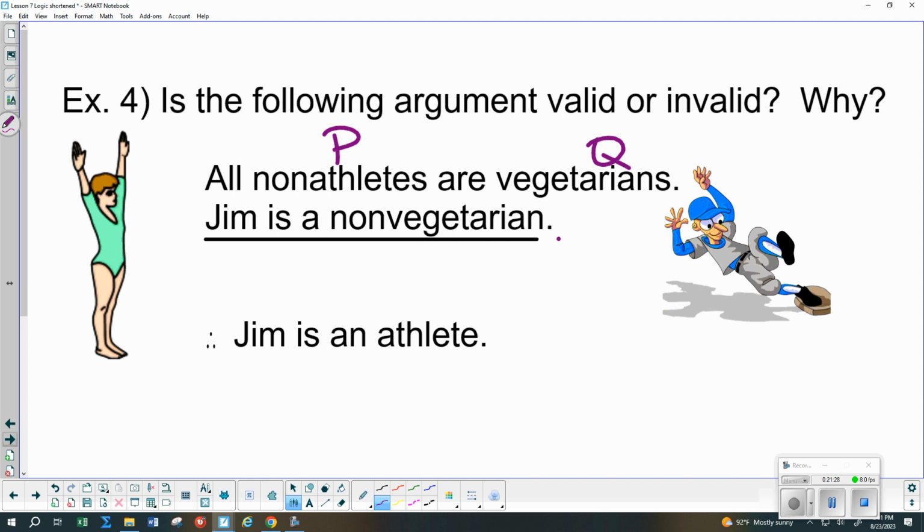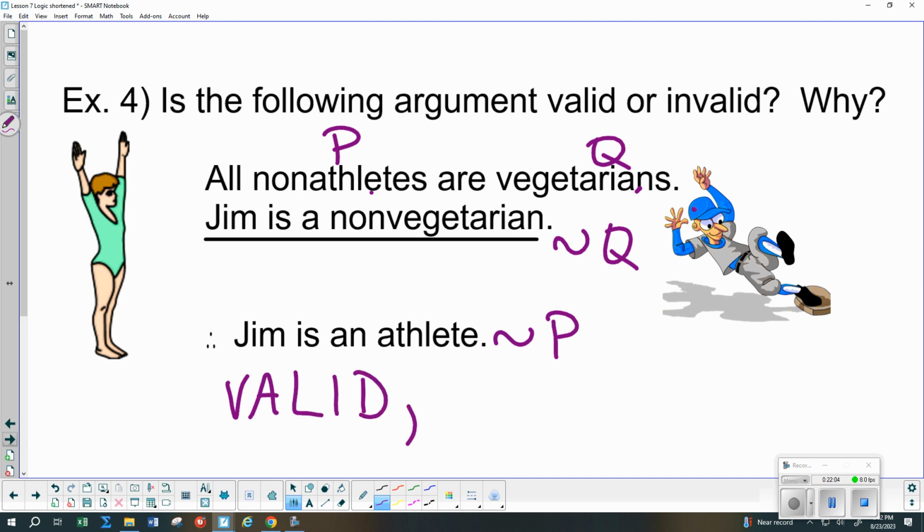Okay, now we have non-vegetarian. Is that the same as P? Is that the same as Q? Is that the same as not P? Same as not Q. So everybody's saying that's a not Q. So valid then has to be not P, not non-athlete. Jim is an athlete. Is that a not non-athlete? Get those double negatives in, and then we're going to clean up the English here and just say Jim is an athlete. So that is indeed not P. So valid. And which one was that? What's the name of that pattern? That's the contrapositive.